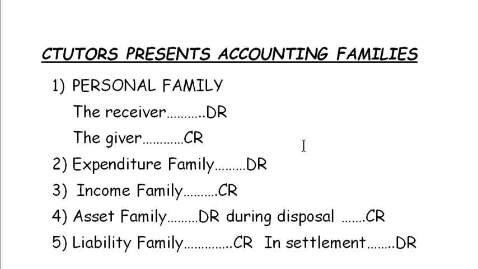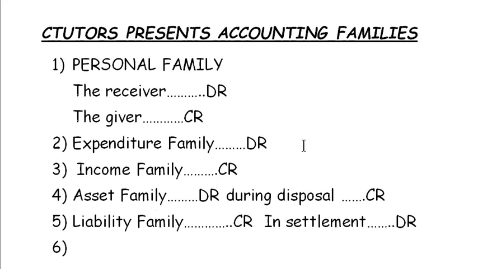So that is all about liability. Liabilities are what a business is owing outsiders. Whenever you see them in the ledger, put them on the credit side. When they are settled, put them on the debit side. Finally, I want to talk about adjustment. That's the last one.